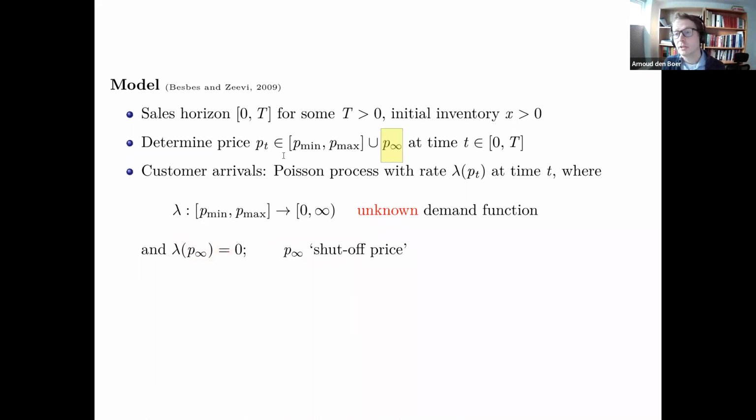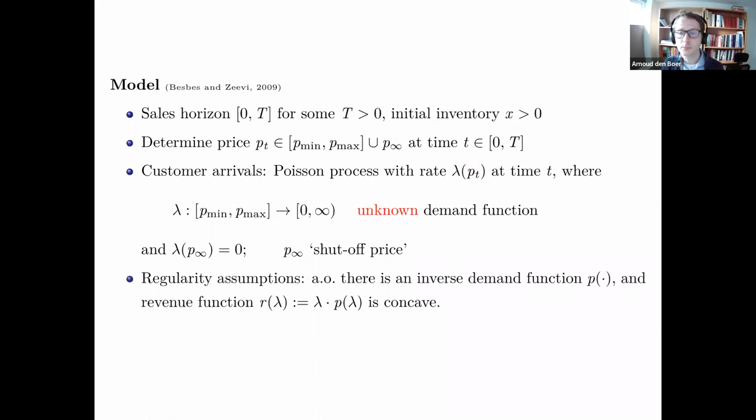Now, customers arrive according to a Poisson process. That means that the time between customer arrivals is independent and exponentially distributed. The parameter is lambda of p_t. So p_t is my price, and lambda is then the demand function, some unknown function. Typically it is continuous and decreasing in price. It satisfies some regularity properties.